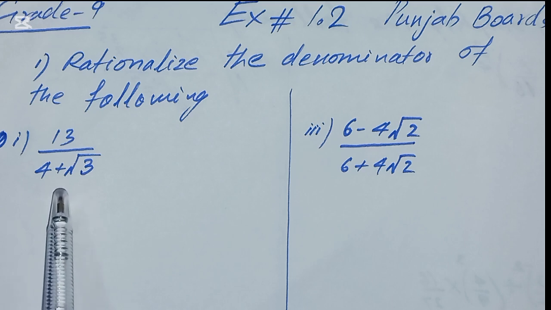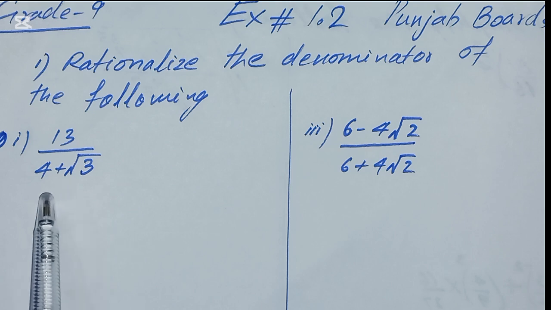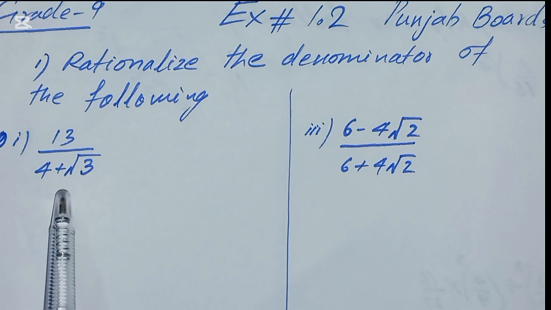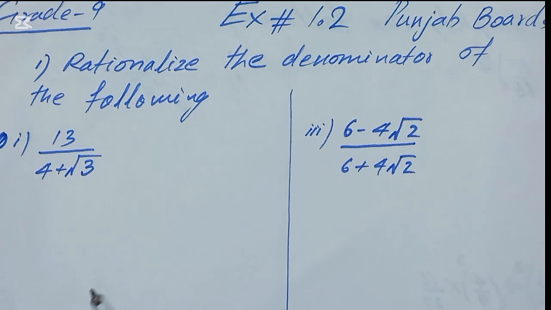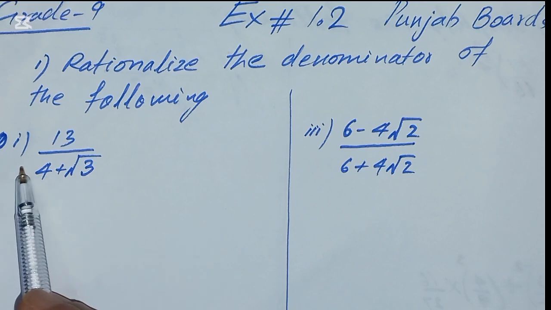रेडिकल का साइन रिमूव करना है। What is meant by rationalization? Rationalization means we want to remove radical sign from denominator of the given value. For this purpose, what is the first step? This is the first part of question number 1.